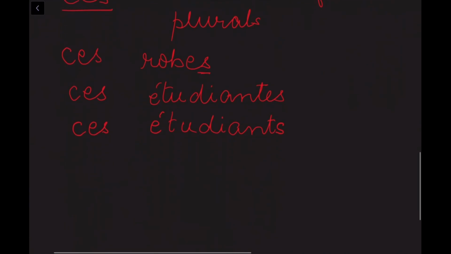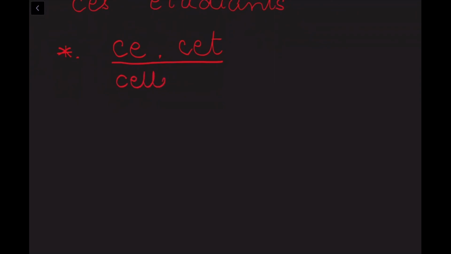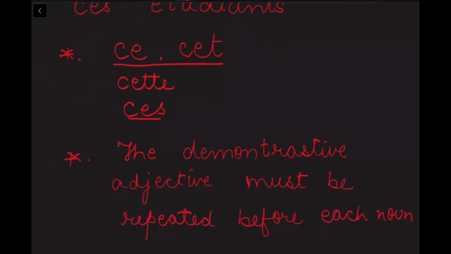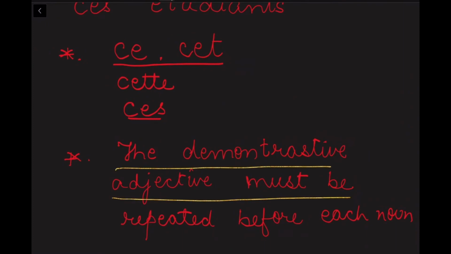And now few important things, just to sum this lesson up. So what we learned, we have four demonstrative adjectives, that is ce and cet, which are used for masculines, okay, and cette for feminine and ces for plural, okay. And one more important thing, the demonstrative adjective must be repeated. The demonstrative adjective must be repeated before each noun.